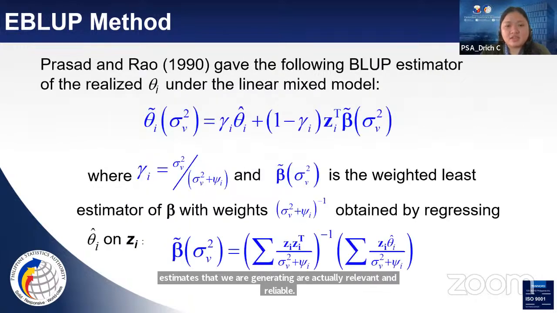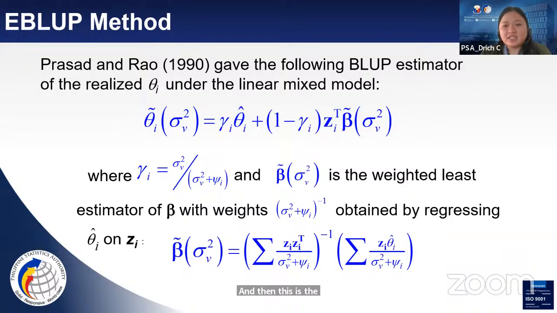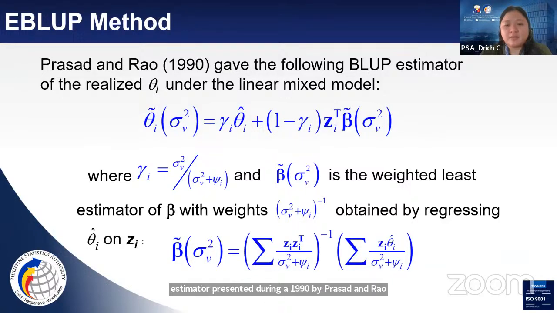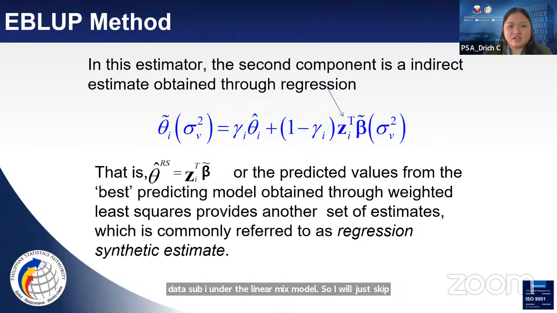This is the initial estimator presented in 1990 by Prasad and Rao. They gave the following best linear unbiased predictor estimator of the realized theta sub i under the linear mixed model. I will just skip this, as it may be too technical for the current discussion.